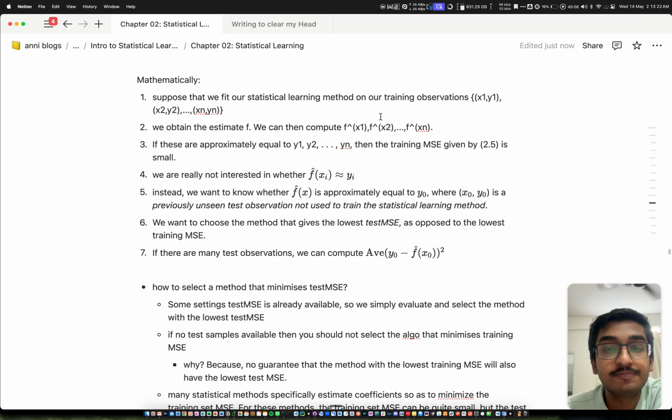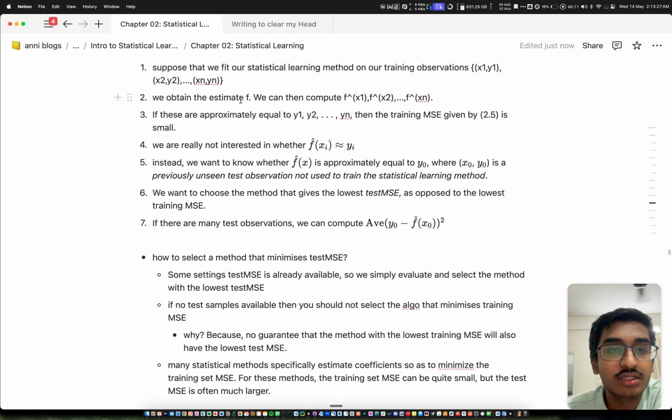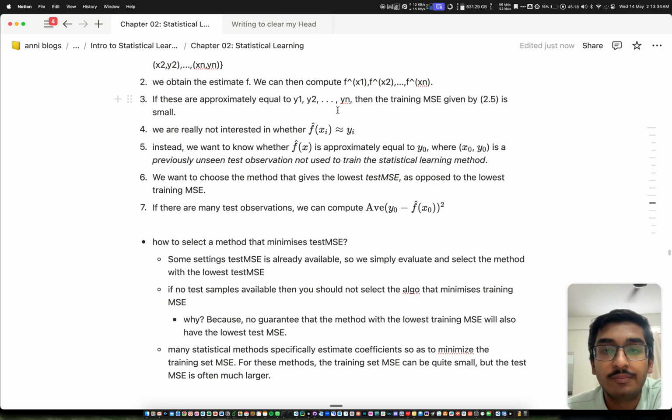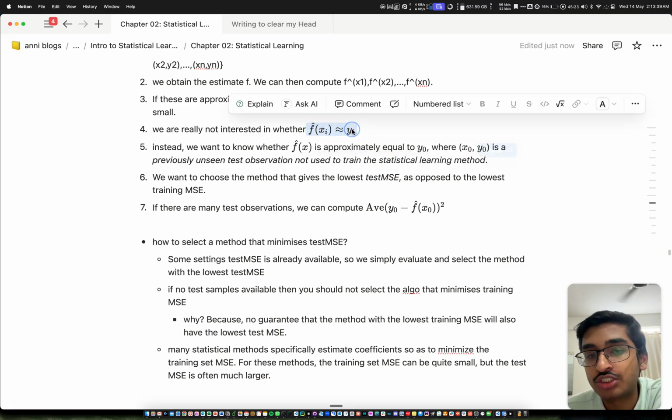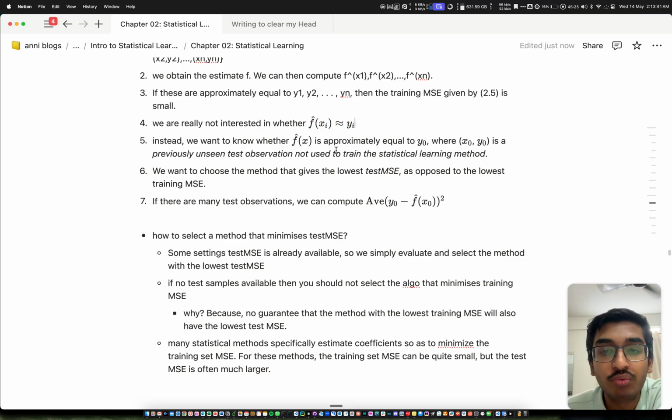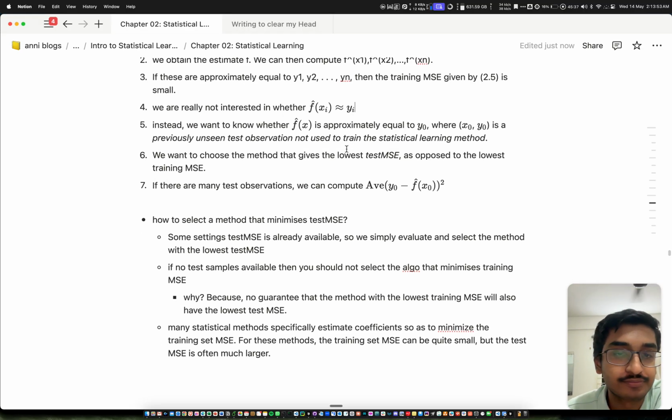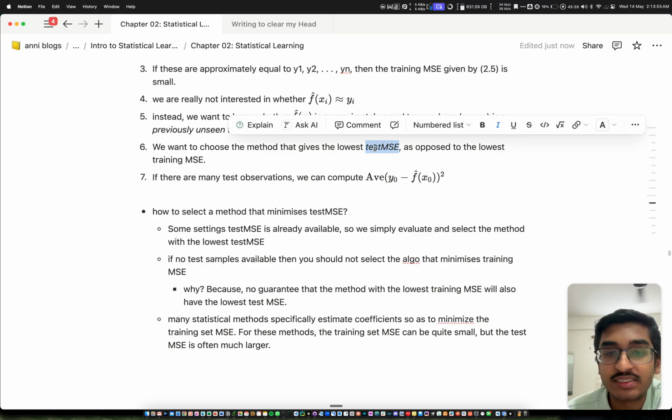Mathematically, you have your x1, y1, etc. You compute the estimate f hat, and you compute your y hats. We don't care if f hat of xi is similar to yi, which is the actual ground truth. Instead, we want to know if f hat of x0 is equal to y0, where x0 is an unseen set of features and y0 is an unseen label. So we need the lowest test MSE.